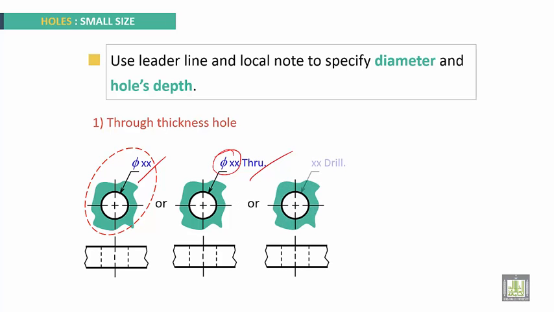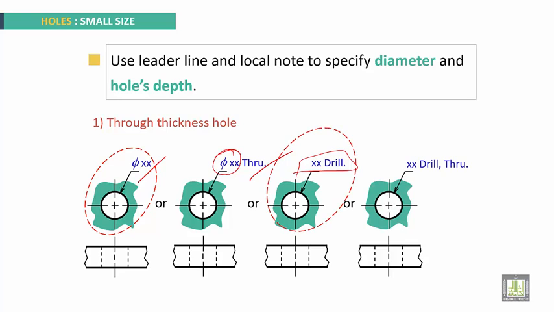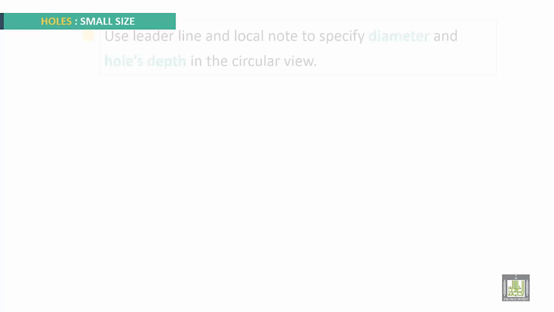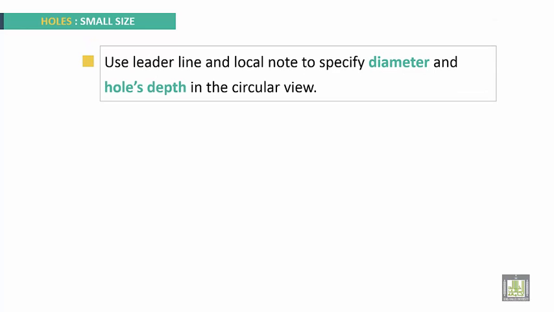or another method, xx drill, for example, 15 millimeters drill. Other method, xx drill to specify the diameter and put here through. Use leader line and local note to specify diameter and hole's depth in the circular view.